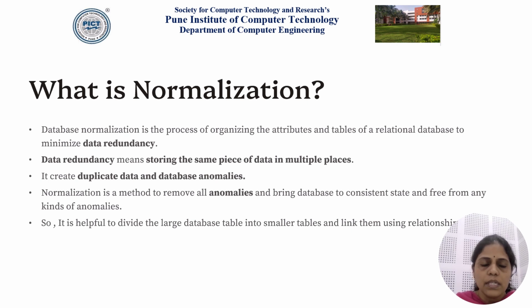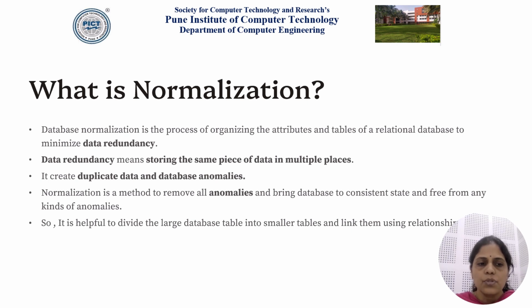So before going deep into the discussion, we'll first discuss what normalization is. Basically, the relational database system has a number of tables which have a number of attributes. Normalization is the process of organizing the attributes and the tables of the relational database system to minimize data redundancy. Data redundancy means storing the same piece of information in multiple places, which normally creates duplication of the data and database anomalies. So normalization is the process of removing all those anomalies and duplications of the data and bringing the database into a consistent state which is free from any anomalies.